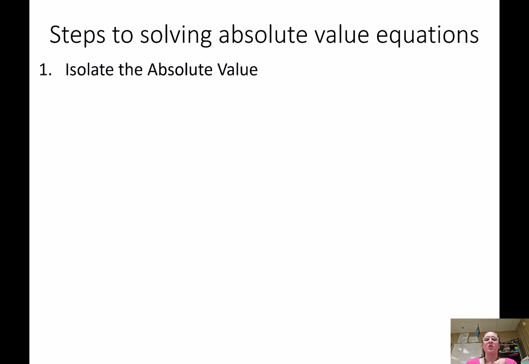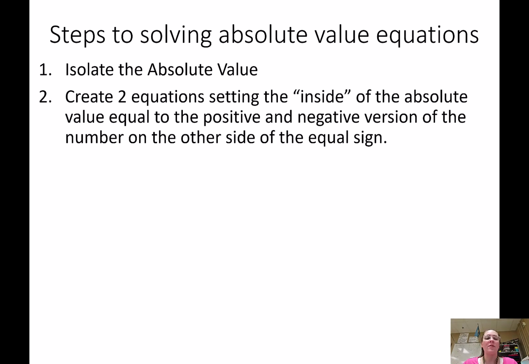First thing is we want to make sure that the absolute value part of it is by itself. Okay, so there's nothing outside adding, subtracting, multiplying, or dividing to our absolute value. Once we have the absolute value by itself, we can create two equations, setting what's inside the absolute value equal to the positive and negative of the number on the other side of our equal sign.